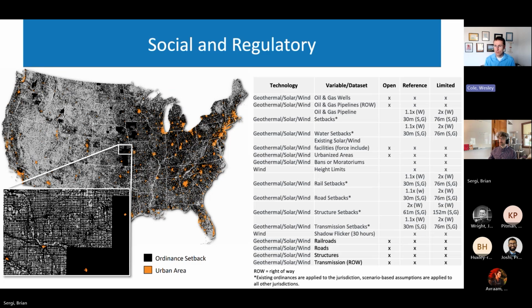And we'll have different levels. So for example, here, if you look at the road setbacks, we don't have any setbacks for open. That's just, again, characterizing the land that's available. And then reference, we're using the median values of siting ordinances we've seen. So that's 1.1 times tip height multipliers for wind, 30 meters setback for solar and geothermal. And then in limited, we're using more stringent setbacks, a 2x tip height setback for wind and a 76-meter setback for solar and geothermal. And that then leads to more or less land getting excluded from these. So go ahead and go to the next slide.